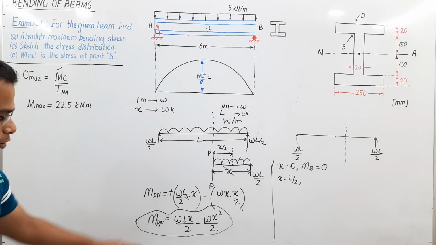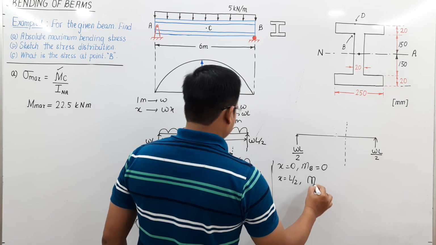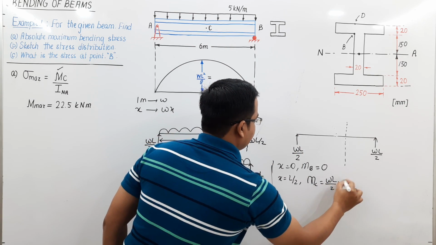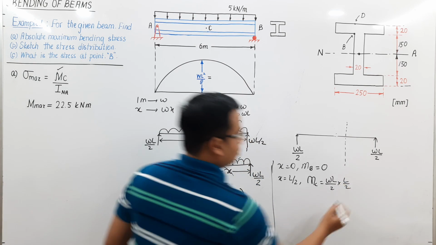That is at L by 2. Just try to plug in the values. WL by 2 into L by 2. So the moment at the center, that is C, WL by 2 into L by 2. Done. Minus W by 2.